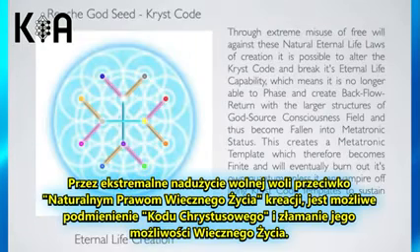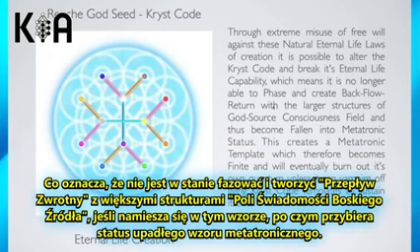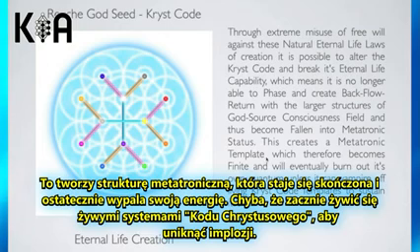Through extreme misuse of free will against these natural eternal life laws of creation, as defined in the Christ code, it basically means it's no longer able to phase and create backflow return with the larger structures of God's source consciousness field if you mess around with this template, and thus it becomes fallen into Metatronic status. This creates a Metatronic template, which therefore becomes finite and will eventually burn out its own quantum unless it can vampire off living Christ code systems to sustain itself.